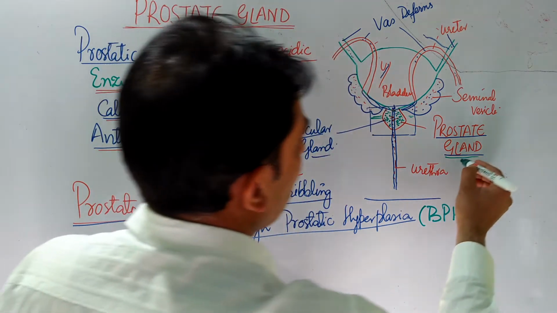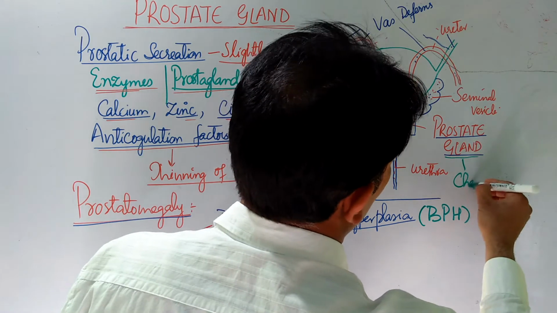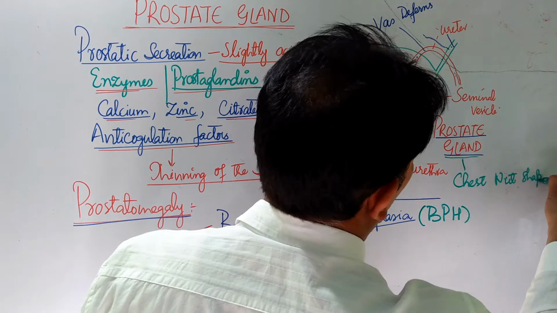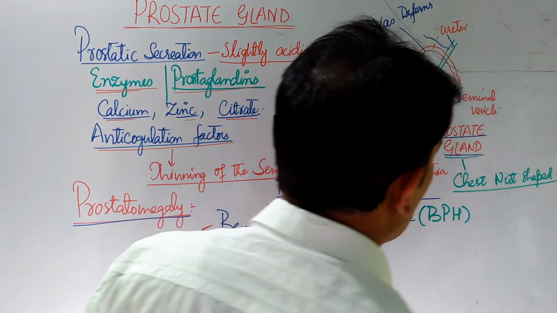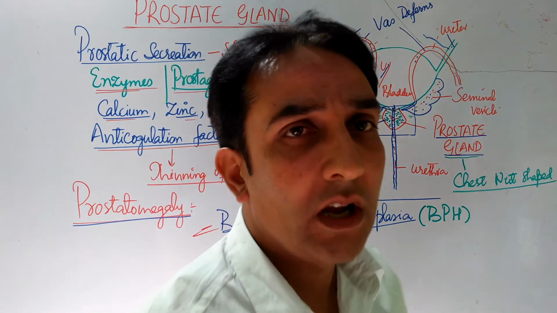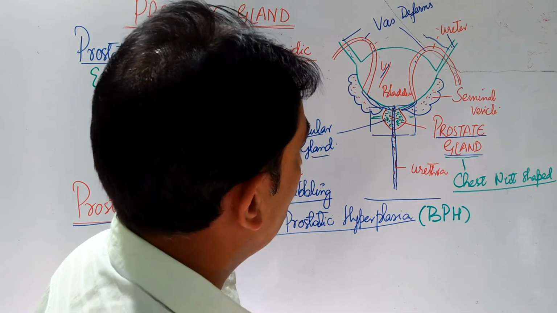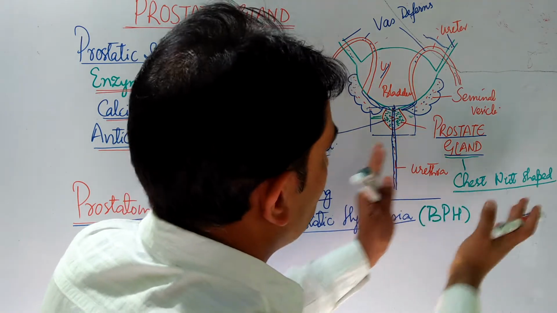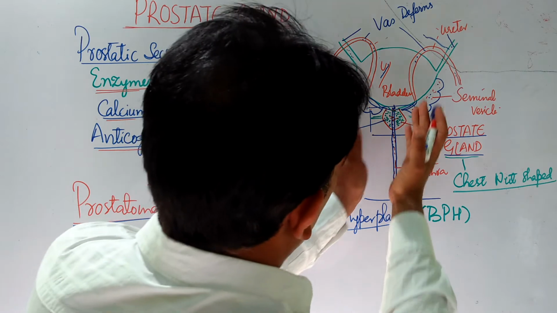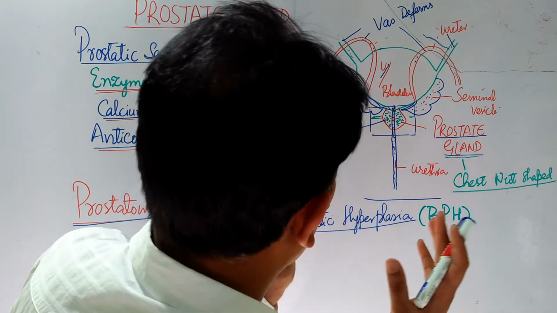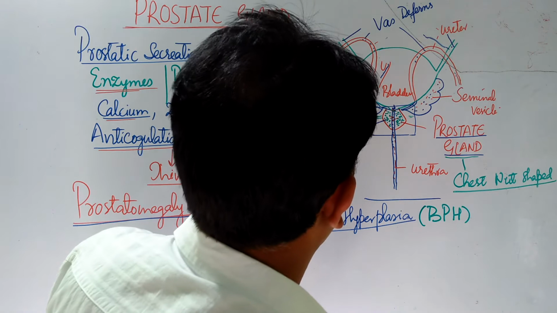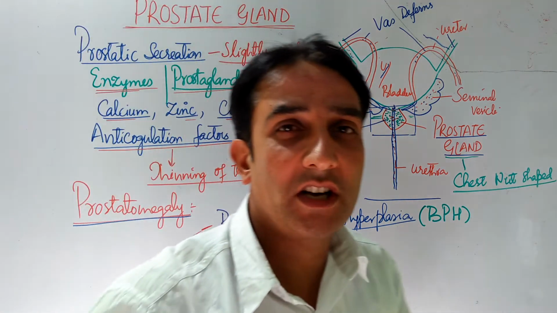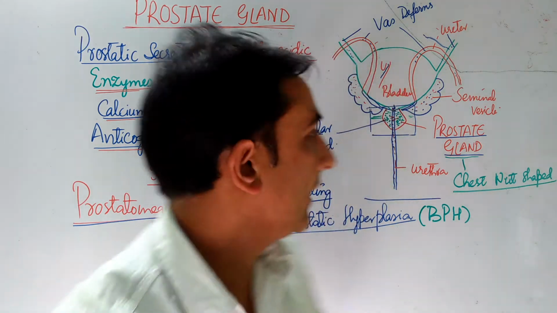Regarding its shape, it is a chestnut shaped gland. Or we say it is a small almond shaped gland, weighing about one third of an ounce, lying at the base of the urethra, and it pours its secretions into the urethra. The prostatic secretions make one third of the semen.